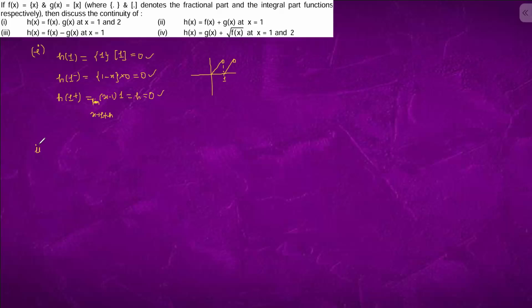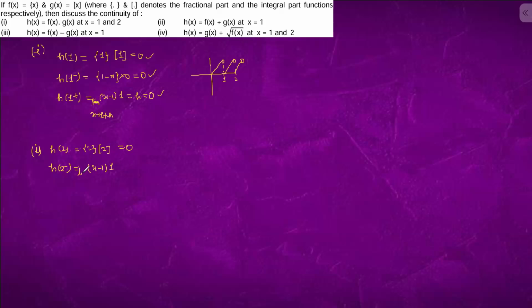Question number 1, part 2. At 2, h(2) is what? Fractional part of 2 minus greatest integer of 2, which is 0. At h(2 minus), this is 2 minus, so it is x minus 1, and this is 2 minus, which is 1.